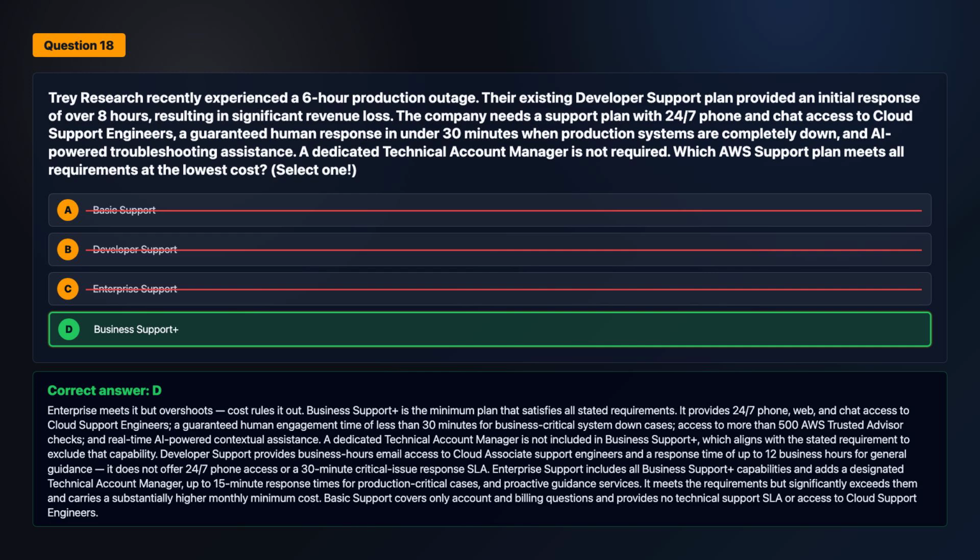Enterprise Support includes all Business Support Plus capabilities and adds a designated technical account manager, up to 15-minute response times for production-critical cases, and proactive guidance services. It meets the requirements but significantly exceeds them and carries a substantially higher monthly minimum cost. Basic support covers only account and billing questions and provides no technical support (SLA) or access to cloud support engineers.